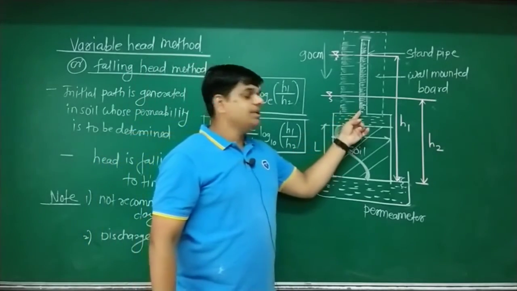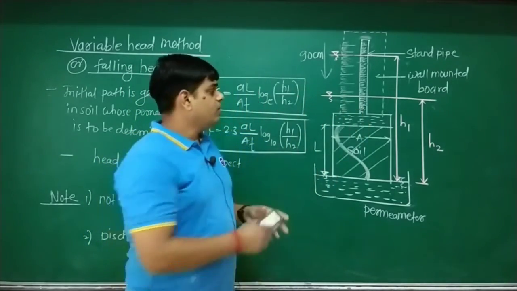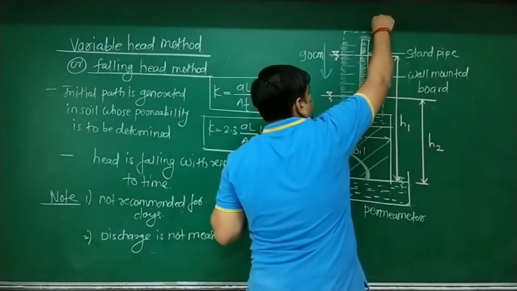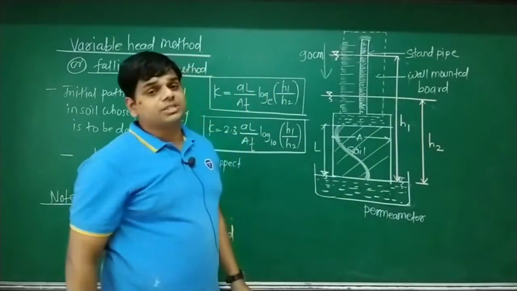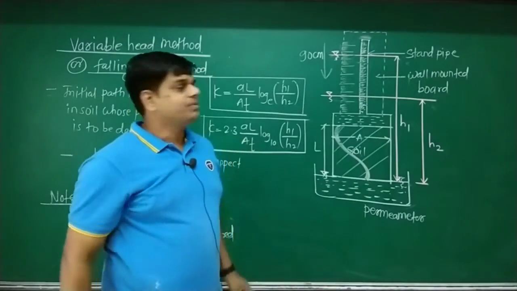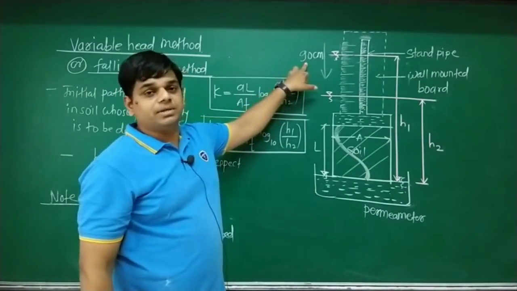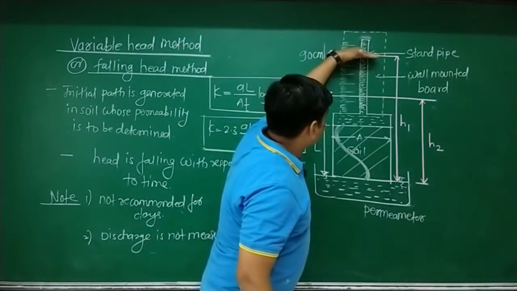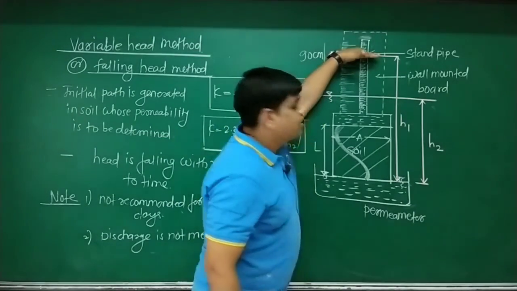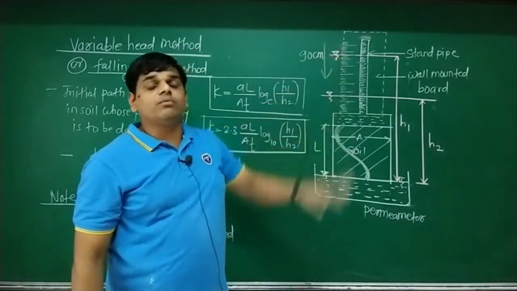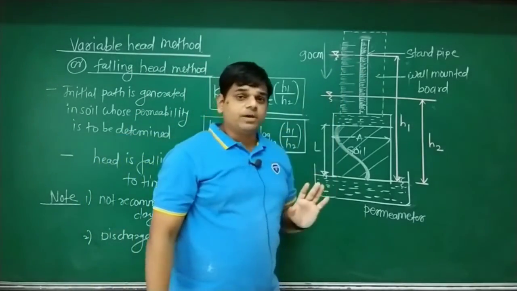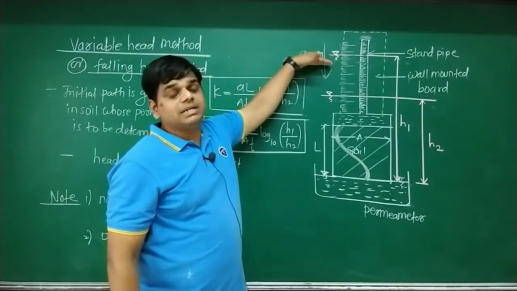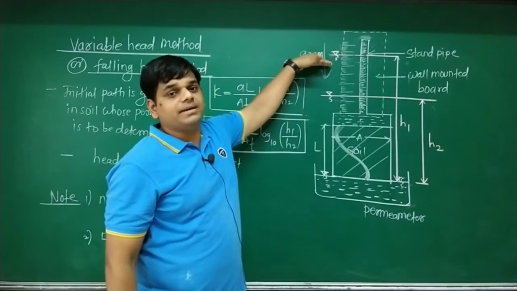And the main water level is in the standpipe. So when you fill the standpipe with water, you decide the value of the initial head. Suppose I set 90 centimeter. When the water meniscus comes exactly to 90 centimeter, stop the filling of water inside the standpipe. Now the level is marked. The initial head H1 is 90 centimeter.